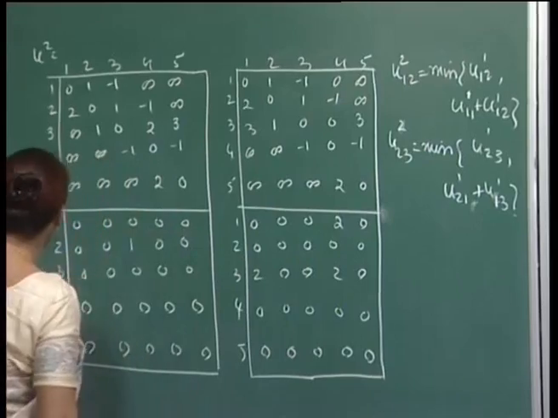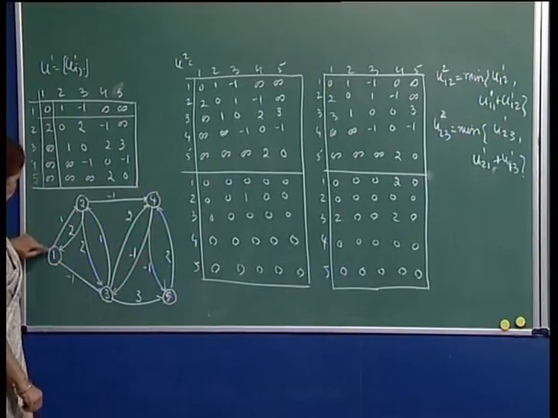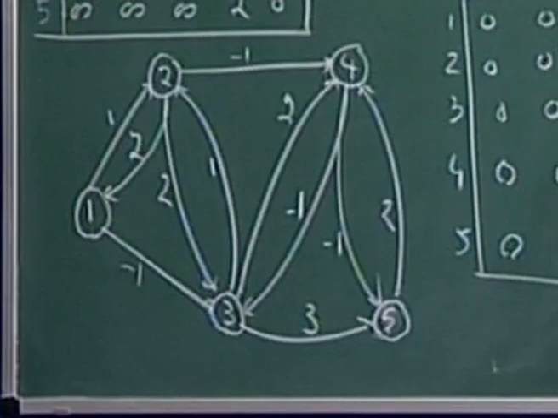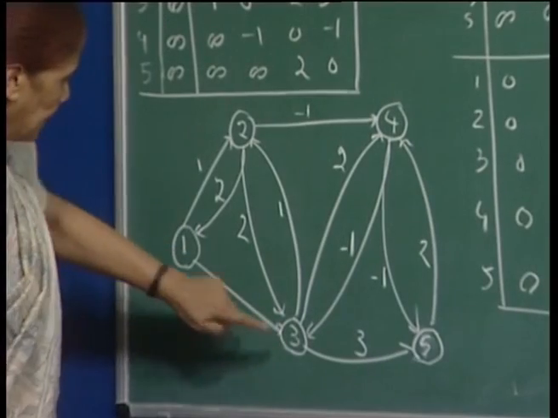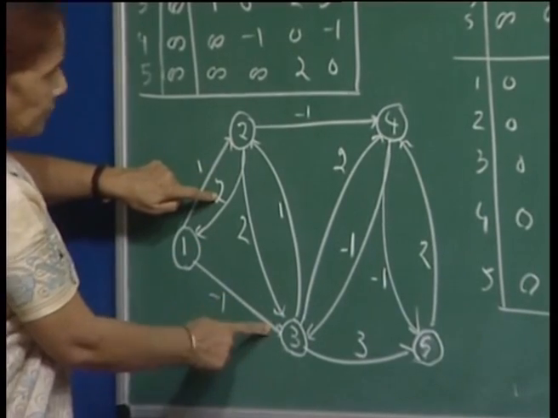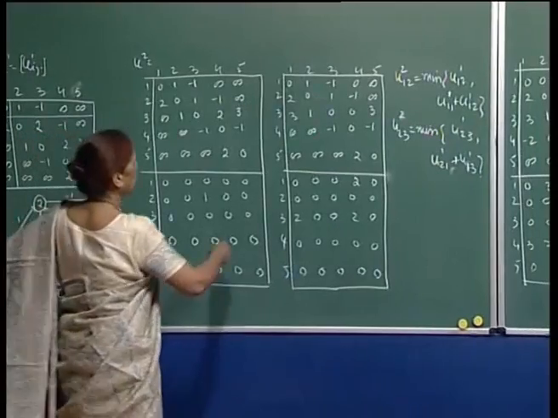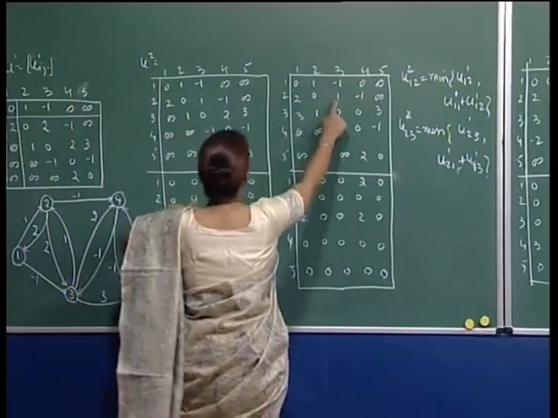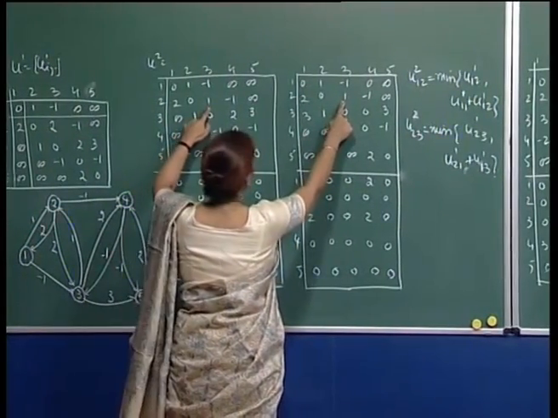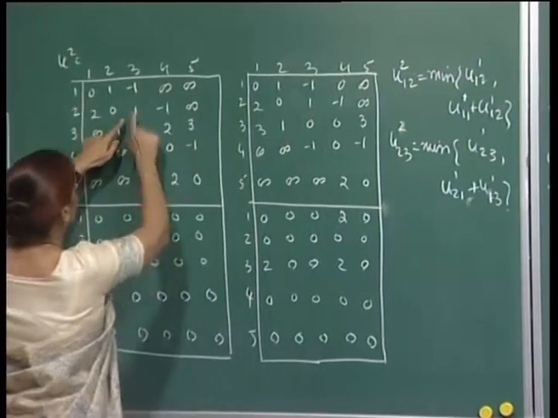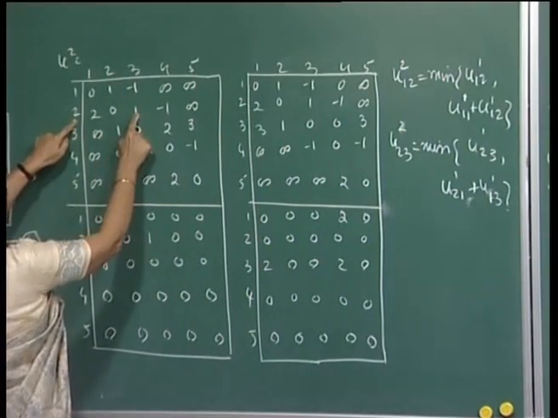So, you are wanting the distance between 2 and 3, and if you include node 1, then it is 2 1 and 1 3. So, this is 2 minus 1, which is 1, and so there is a change in 1 3, this is u2. So, 2 3 is 1, right.